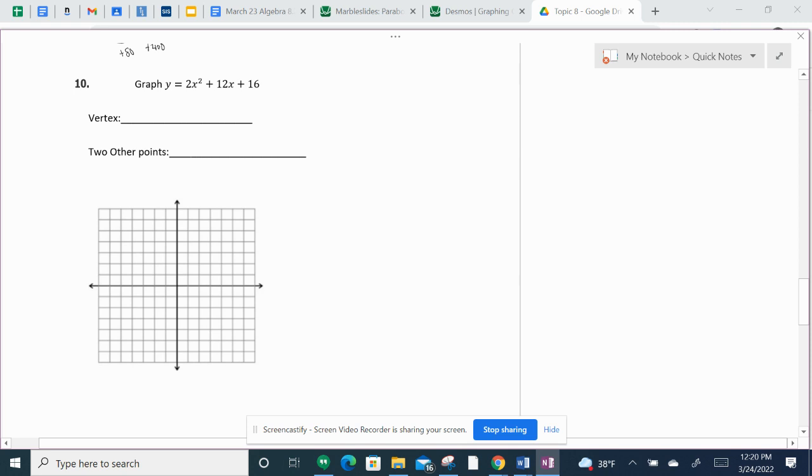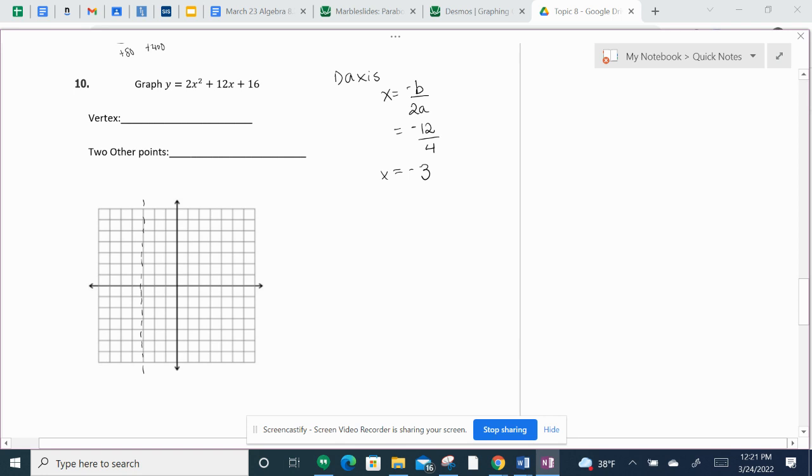So this one, because it is in standard form, the first thing I'm going to do is find the axis of symmetry. Axis of symmetry is found by taking the opposite of b divided by 2a. In this case, my b value is 12, so the opposite of b would be negative 12. And my a value is 2, so 2 times 2 is 4. Negative 12 divided by 4 is negative 3. So that tells me my axis of symmetry, or my imaginary line, is right here along x equals negative 3.